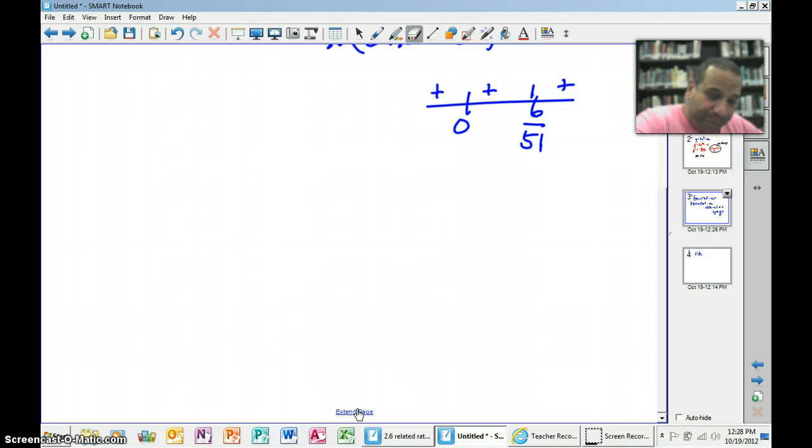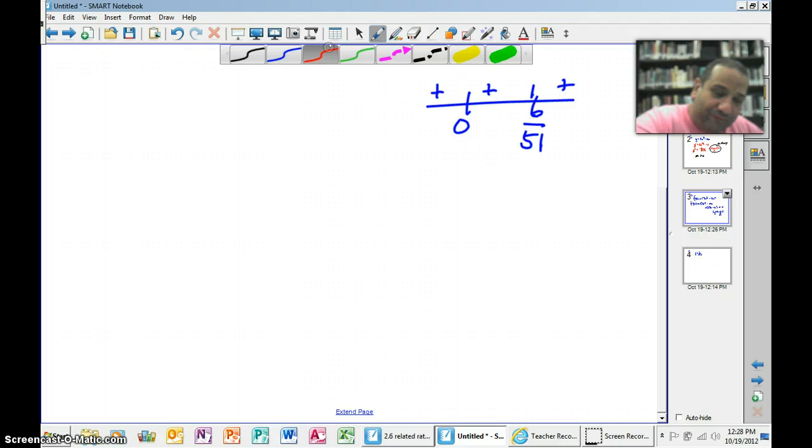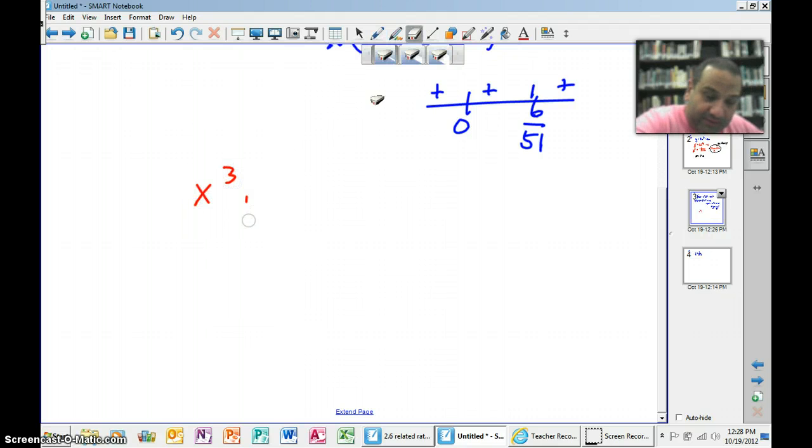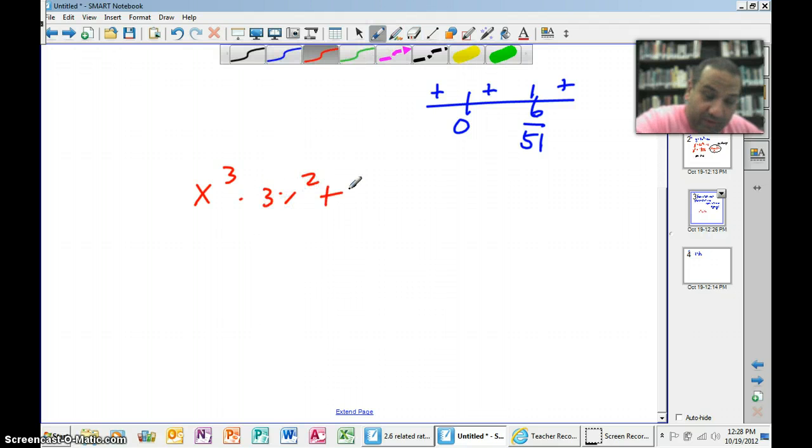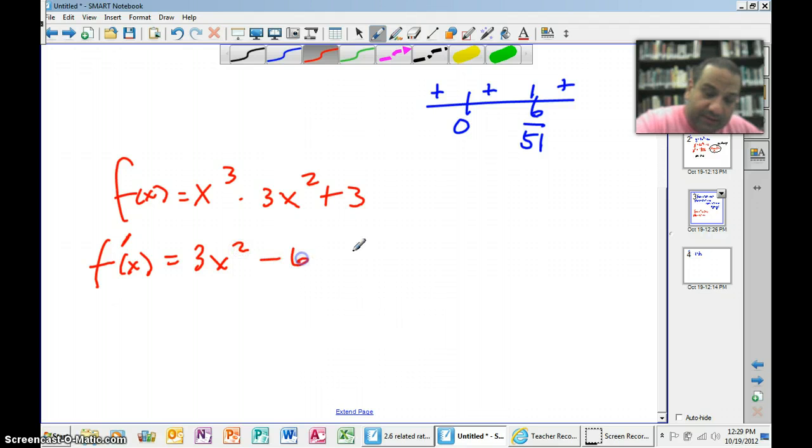Like this one. Of course. X cubed minus 3x. Sorry about that. Minus 3x squared plus 3. F of x equals this. So then again I go f of x equals f prime of x equals 3x squared minus 6.